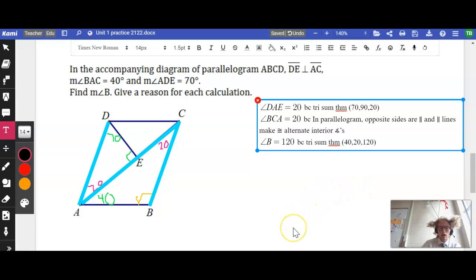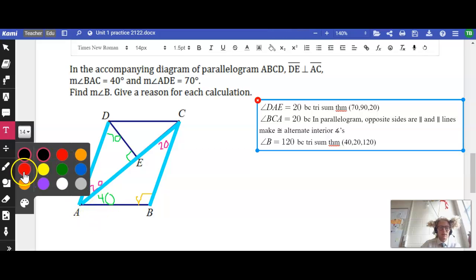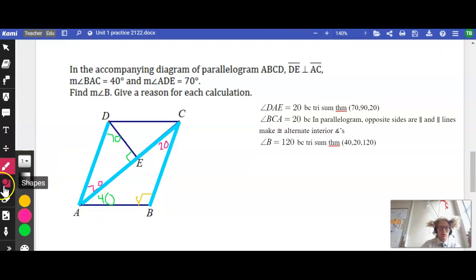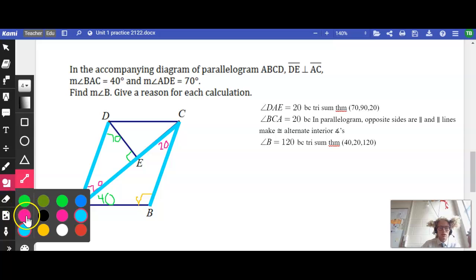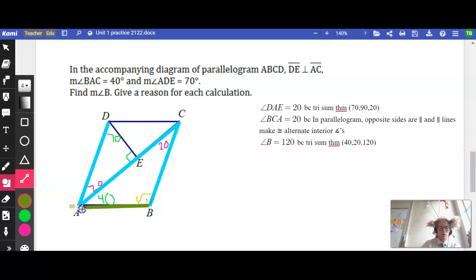Now, there are other ways that you could have done this. You could have used a different set of alternate interior angles. Let's go with green here. You could use this set to get this angle. And since you know this angle and that this angle is 90, so this would be 90, 40.